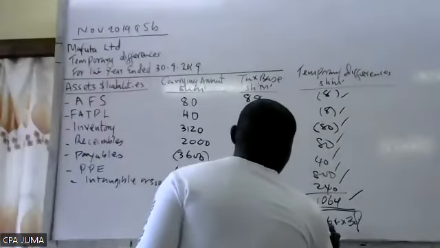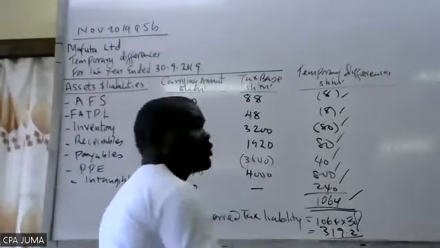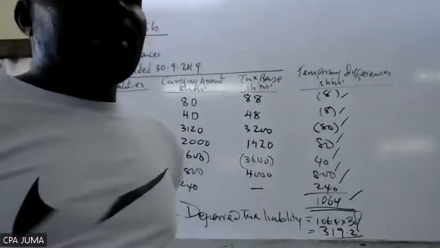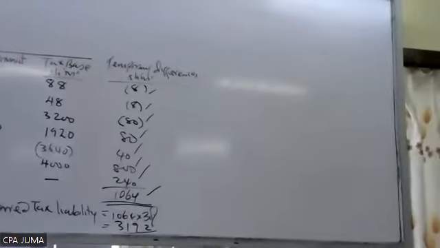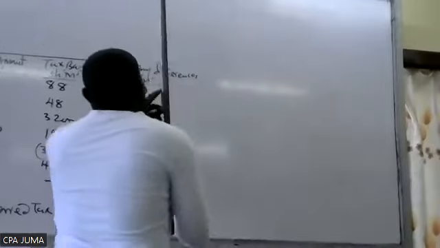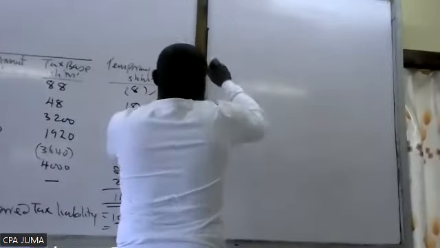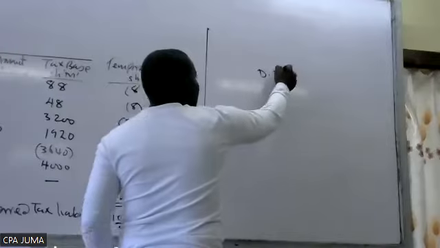$319. 319.2. Let's come up with the deferred tax account. Deferred tax account.